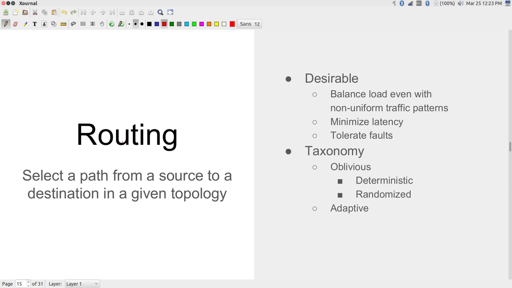So let's start by asking what we would consider a good routing algorithm. What are desirable characteristics of a good routing algorithm? Even if there are non-uniform traffic patterns, that is, there is some sudden burst of data coming from one source going to one particular destination, or something else is happening that suddenly requires more bandwidth to be given to one particular node or element, I should be able to handle that, right? I should be able to balance the load and spread it out among all the links ideally.